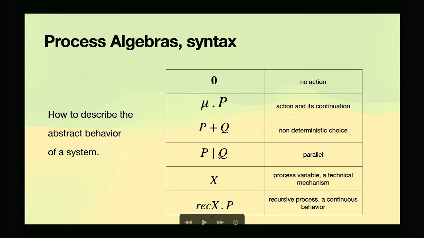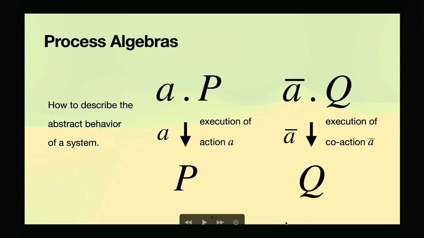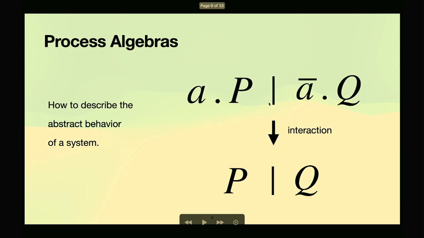And then we have the parallel operator. Two processes execute their computation independently, and sometimes they can interact. And then we have the recursive process. When two processes that are independent can interact, if one executes an action, another can execute a coaction. Then, when this happens, the two processes can interact, and then they can evolve independently again.